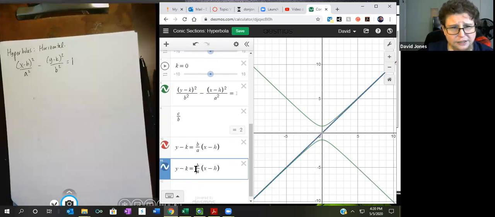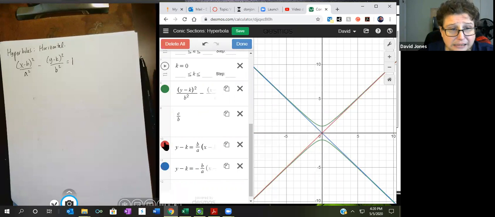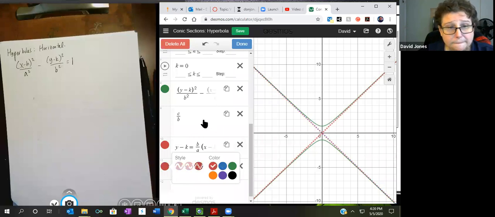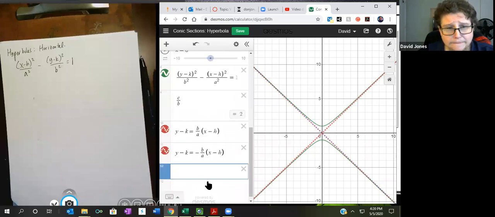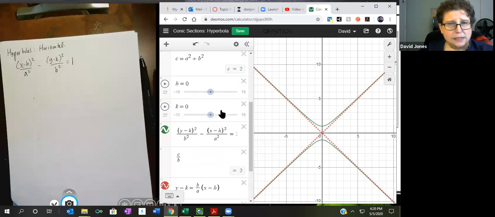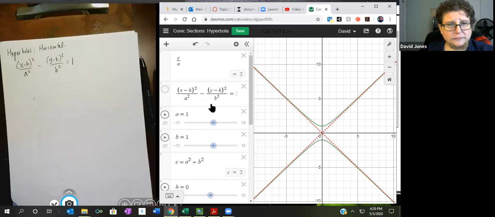Just putting in our general asymptotes real quick. I think this is the form when we've got h and k in. I'm going to make these both red and dotted. And let's see how that works.